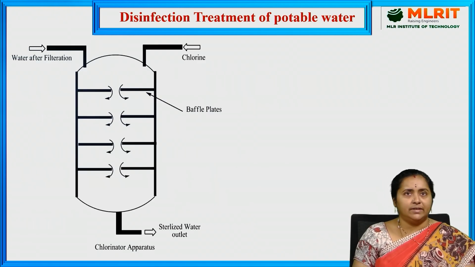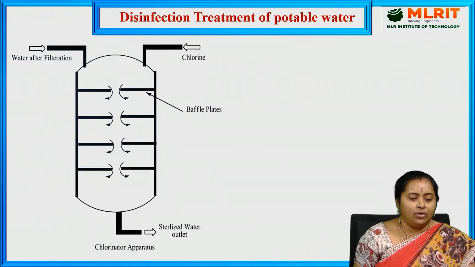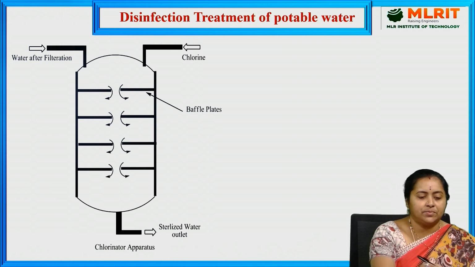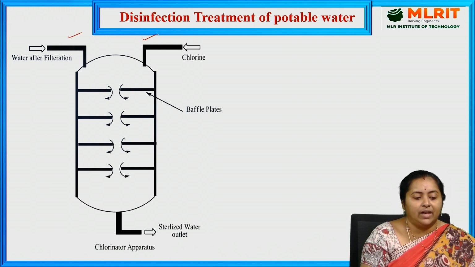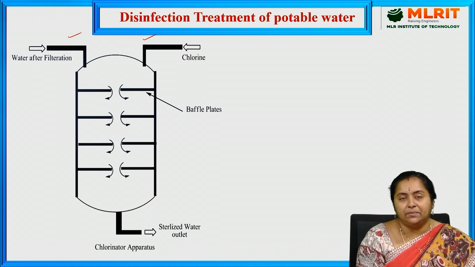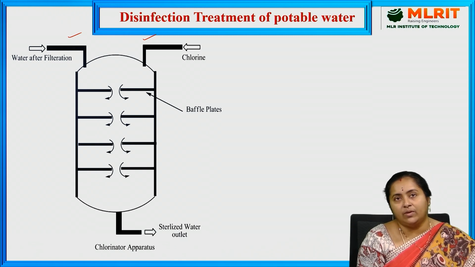This is its structure. At the top, it is like a tall tower, and it is provided with 2 inlets. One is meant for allowing the passage of the water that should be disinfected, and the other is meant for allowing the passage of chlorine, either in gaseous form or liquid form.